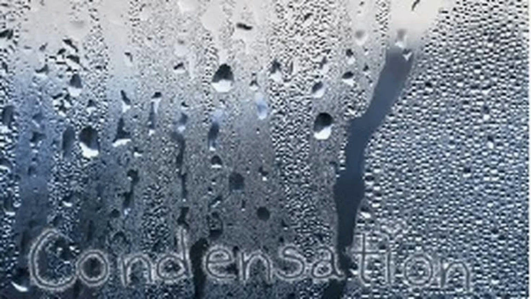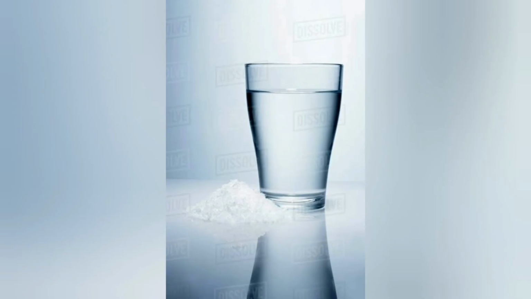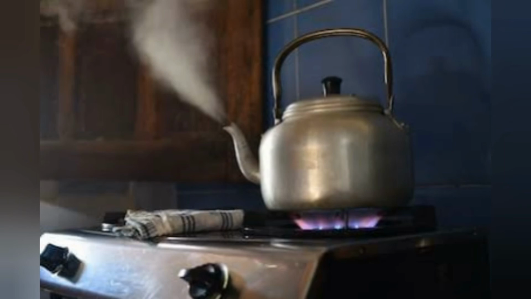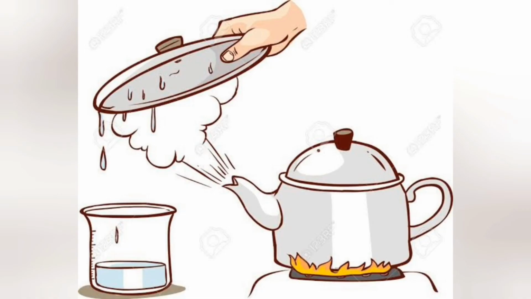We can separate both water and salt from salt water using evaporation and condensation methods. Take salt water in a kettle and heat it over the burner. After some time, steam comes out of the spout of the kettle. Hold a metal plate above the spout of the kettle. When the steam touches the cold surface of the plate, it condenses and changes into water droplets.